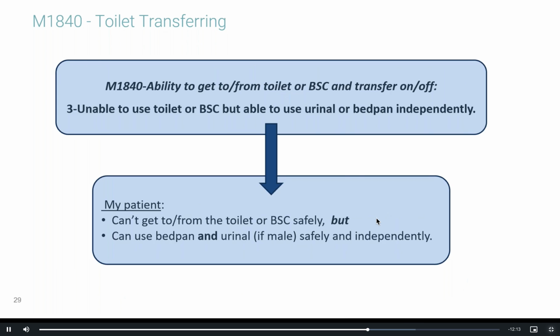Okay, so moving to response 3, this is a response that really I don't think applies to very many of our patients, because we're saying they can't use the toilet, they can't use the bedside commode, but they are able to use a urinal or bedpan independently. And if they're male, they can use both of those independently and safely. So that's a lot to ask from a patient, to be able to do that independently and safely. But if you do get a patient who is able to do so, then you can select response 3.